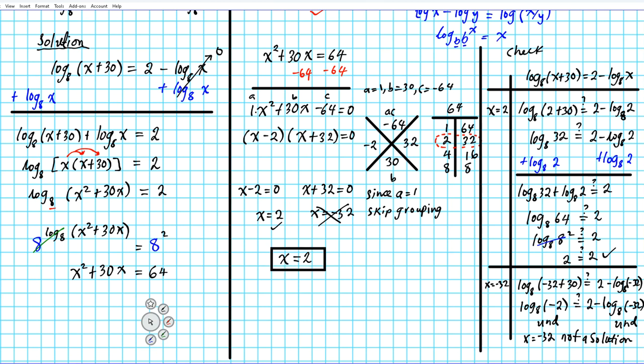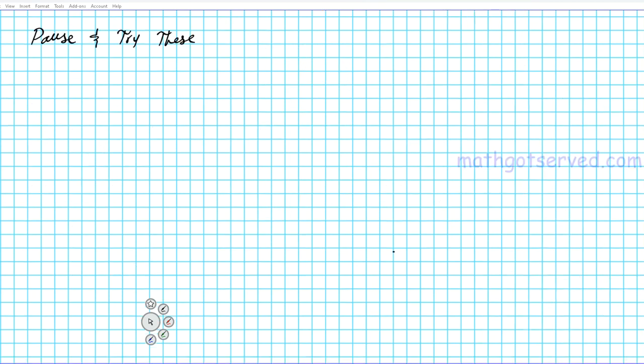So the only solution to this logarithmic equation is x equals 2. That's how you solve log equations involving two logs and a number. Now it's your turn for a practice problem. We'd like you to pause this video presentation and try out this problem. The task is the same as before: solve and check.